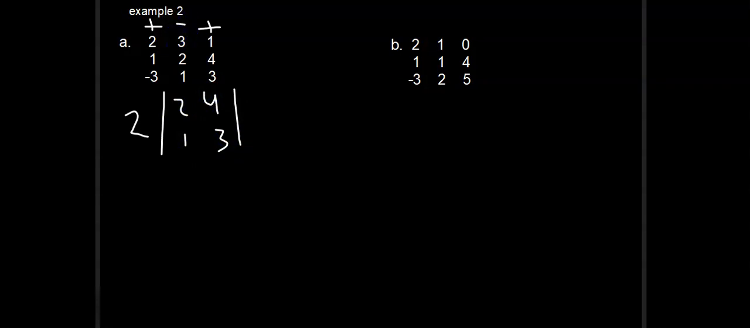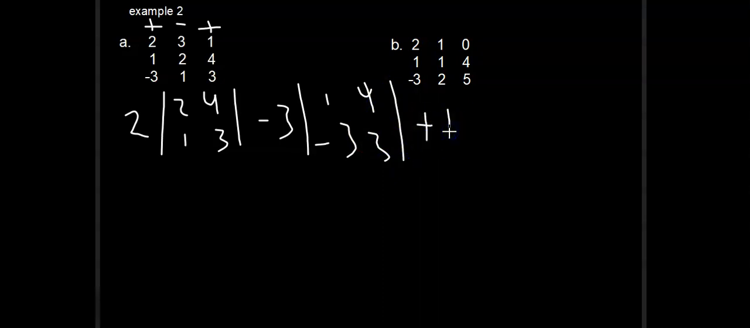So I'm going to write this negative 3 times the matrix left after elimination. When you eliminate this, you're left with 1, negative 3, 4, and 3. And then the last one will be positive 1. When you eliminate this side, you're left with 1, negative 3, 2, and 1. Now I'm done. Now I want to solve this whole thing.